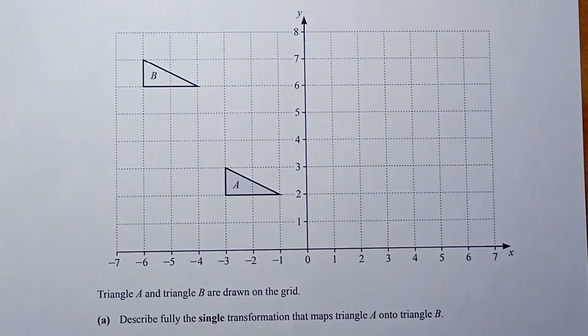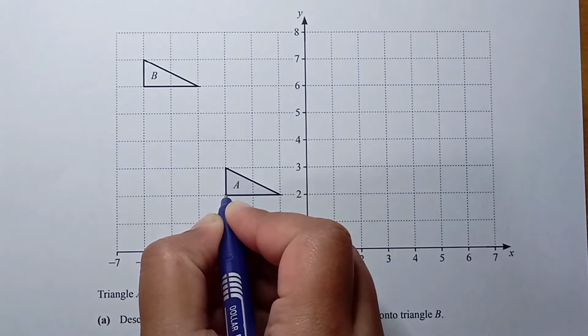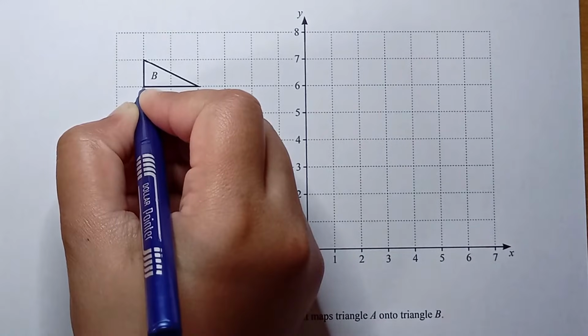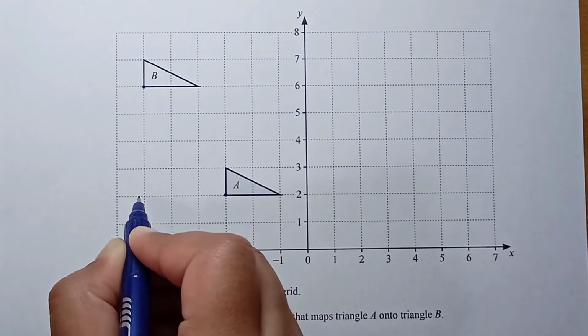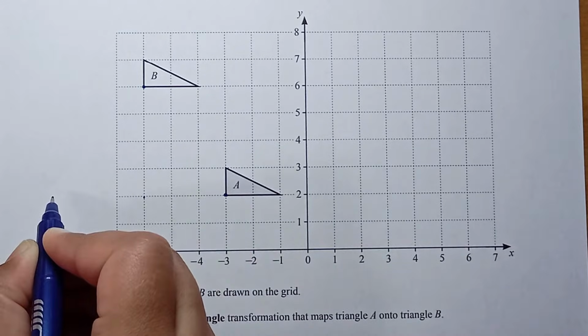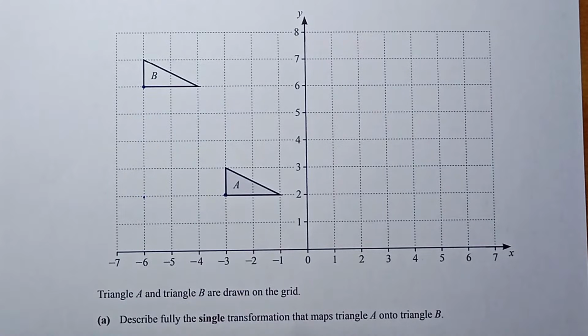So translation has a horizontal translation and a vertical translation. First we need to find the horizontal translation. As you can see, this point on A will be this point on B, right? So we have 1, 2, 3. So we move 3 units to the left and 1, 2, 3, 4, 4 units up, right? So it is basically a translation.